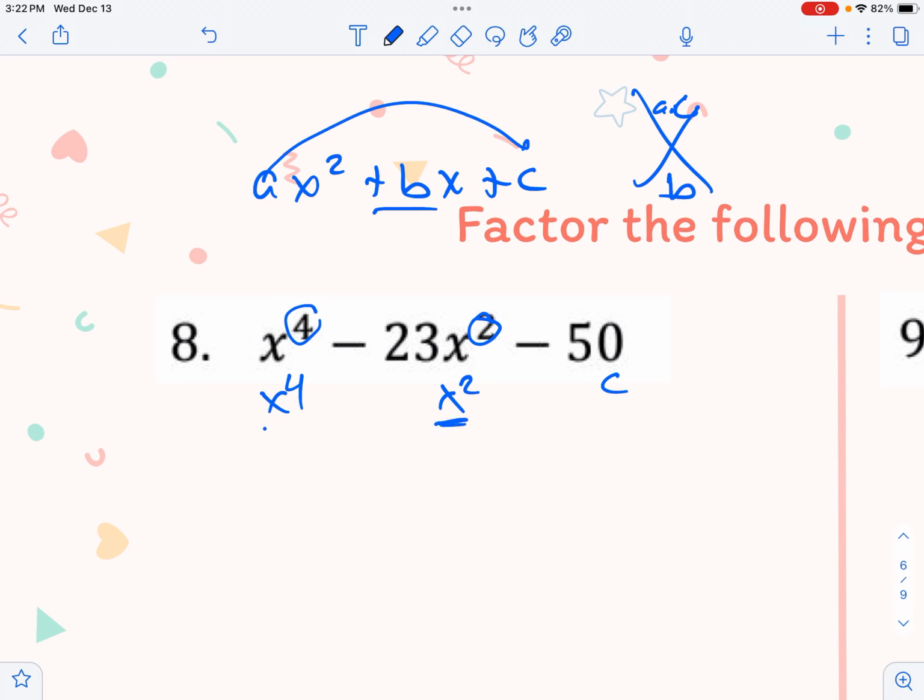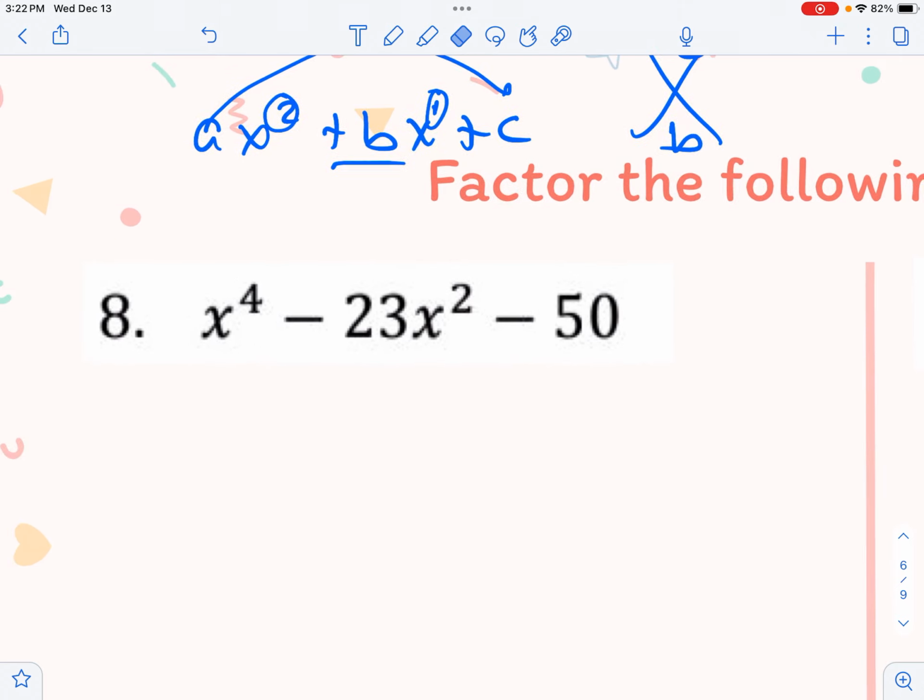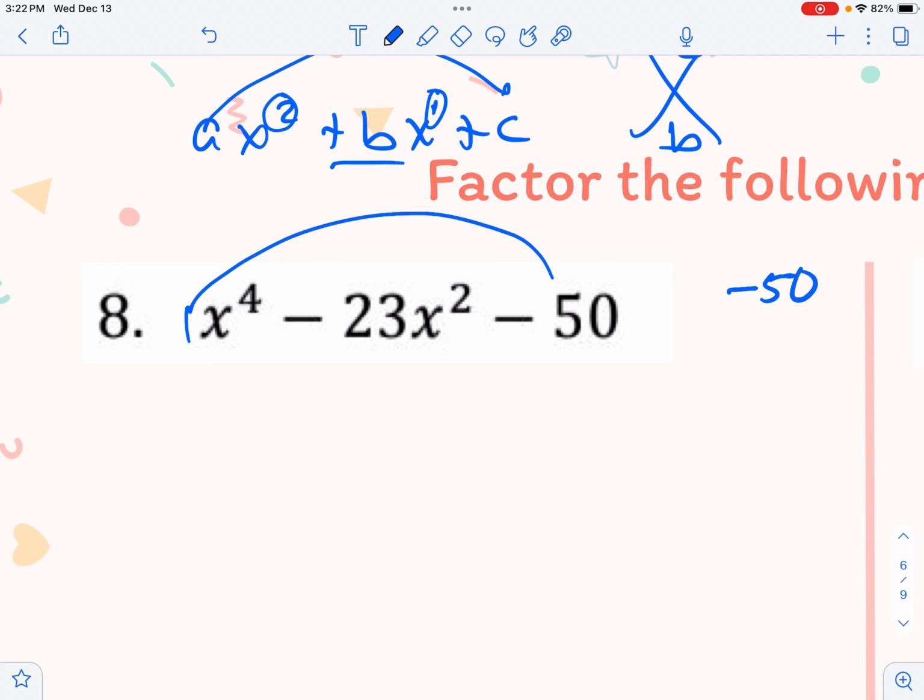This power is half the size of this power. Just like this is x to the first and x squared. It's kind of the same thing. So we're going to use quadratic techniques. How I'd factor like a general trinomial and then kind of go from there. So this is 1. So a times c, that's negative 50. That adds up to negative 23.